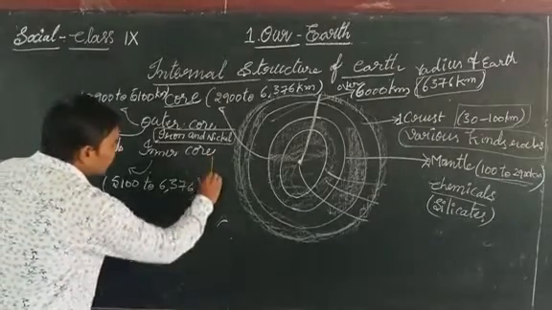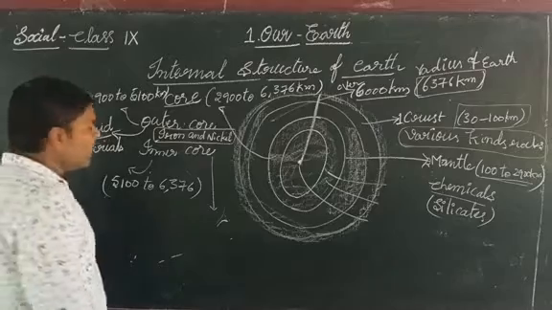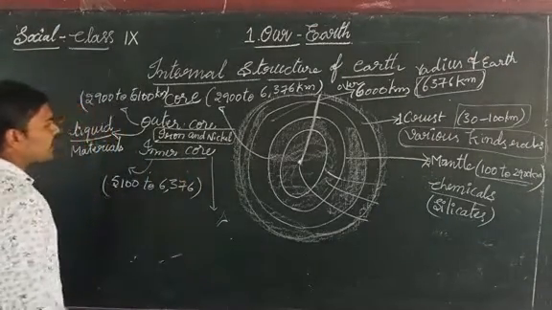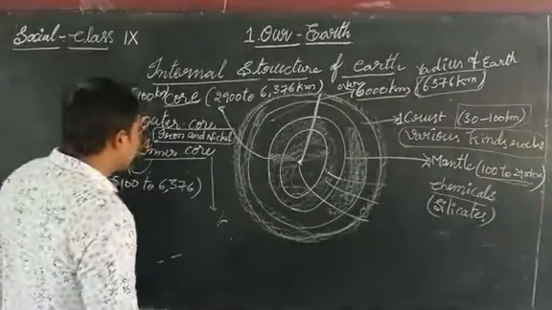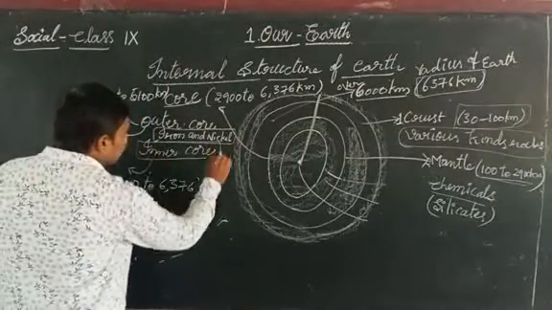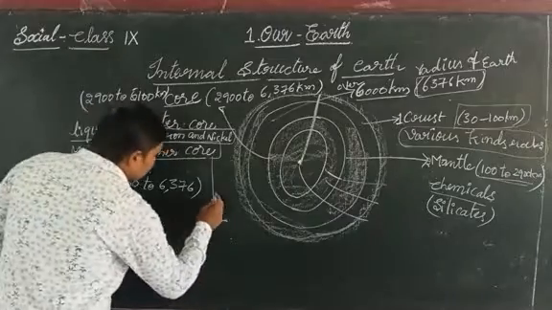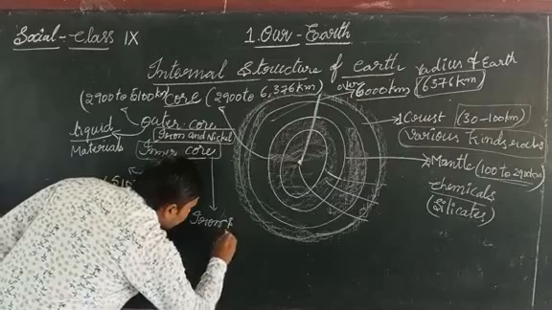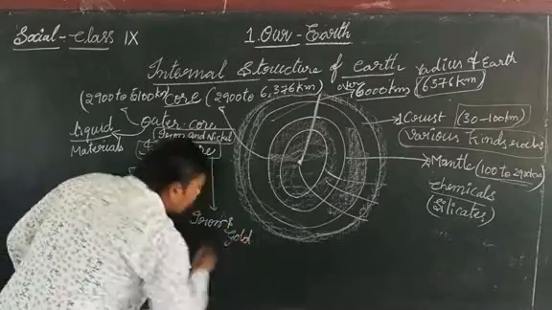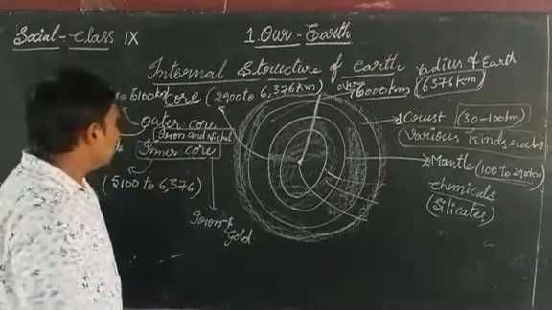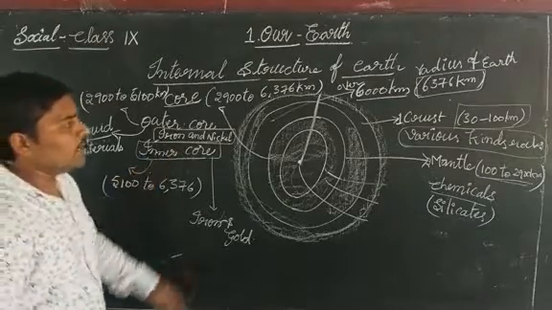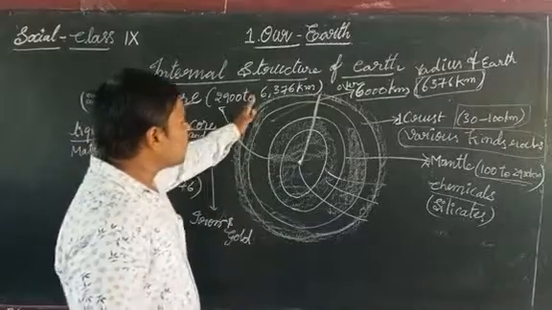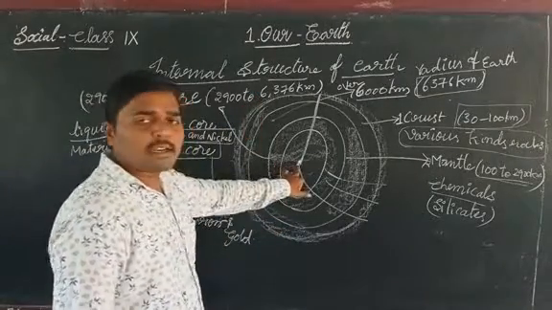Now coming to the inner core. The inner core has dense and very heavy substances like iron and gold. These are the different types of materials, and this is how the layers vary from the top of the earth to the center of the earth.